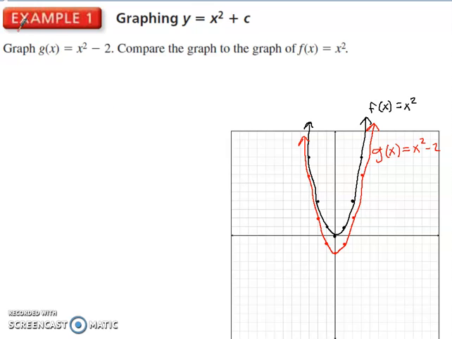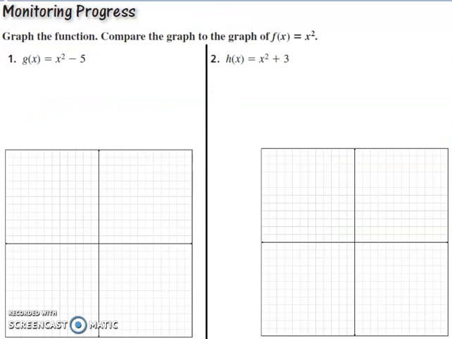So it looks like all that happened was we took my black graph, we picked it up, and we dropped it 2 units down. So g of x is f of x, but f of x got shifted down 2. That is the only difference between these graphs. So this minus 2 took my whole graph and shifted it down 2 units. Go ahead and take a moment to pause the video and practice graphing these two on your own. Make sure that you take the step of comparing the graph in 1 and 2 to the graph of the parent function, f of x equals x squared.